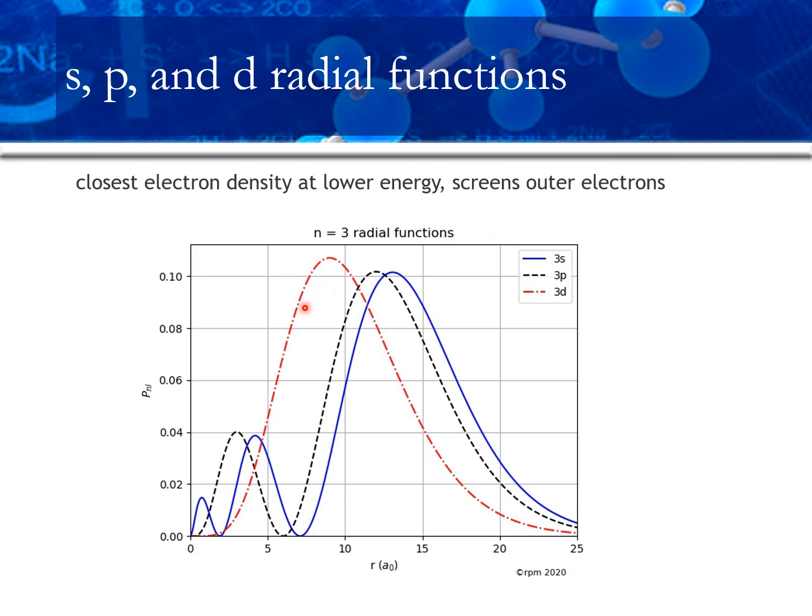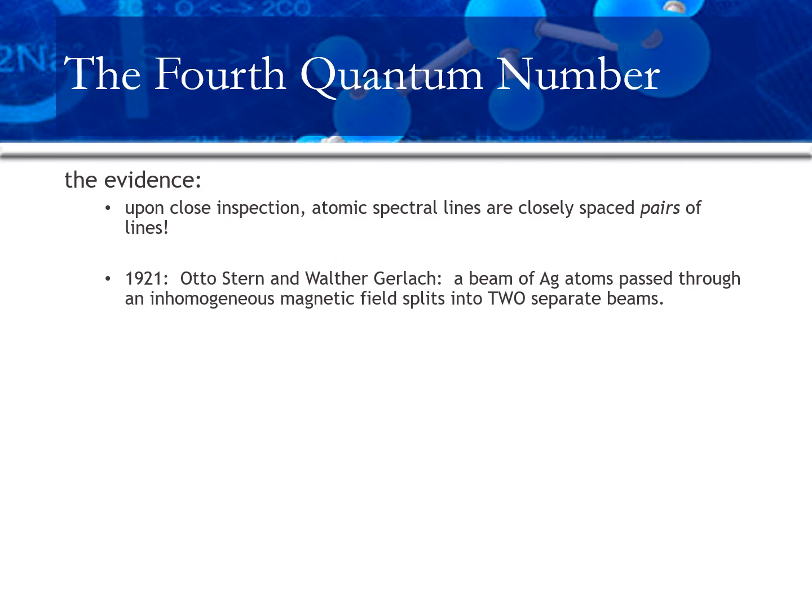Now we need to look at electron spin. So the fourth quantum number, it turns out that electron spin is also quantized, and it took a while for scientists to realize this. Some of the evidence for the presence of this quantum number includes the fact that if you look closely, those atomic bright line emission spectra really consist of very closely spaced pairs of lines rather than individual bright lines. And in 1921, Otto Stern and Walter Gerlach did a very, very famous experiment in which they passed a beam of silver atoms through an inhomogeneous magnetic field, and the beam split into two separate beams as it went through the magnetic field.